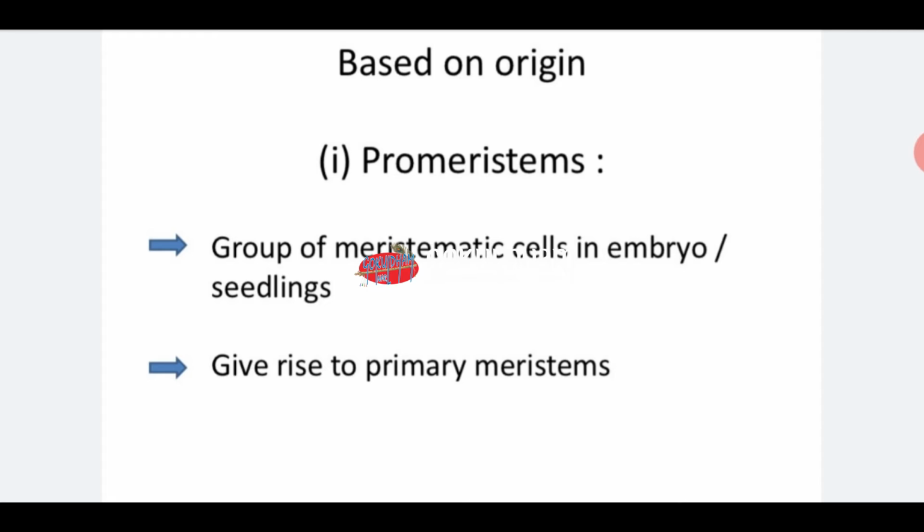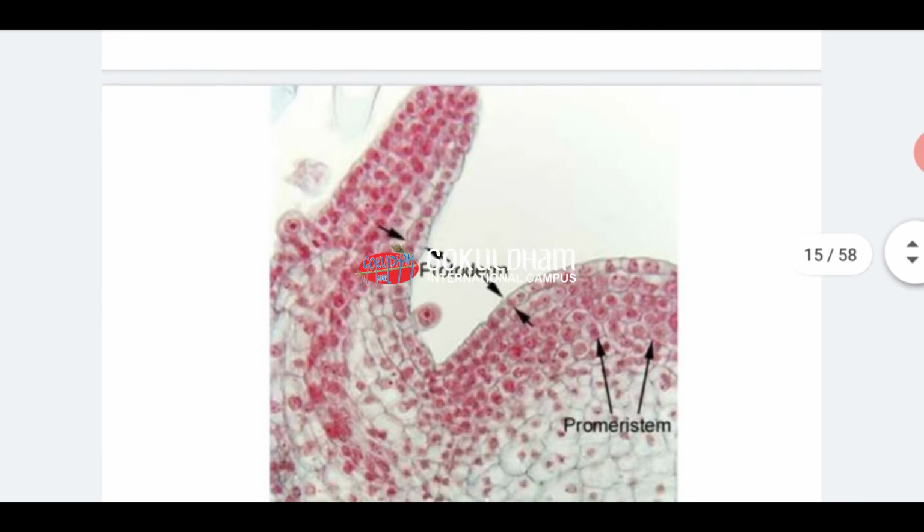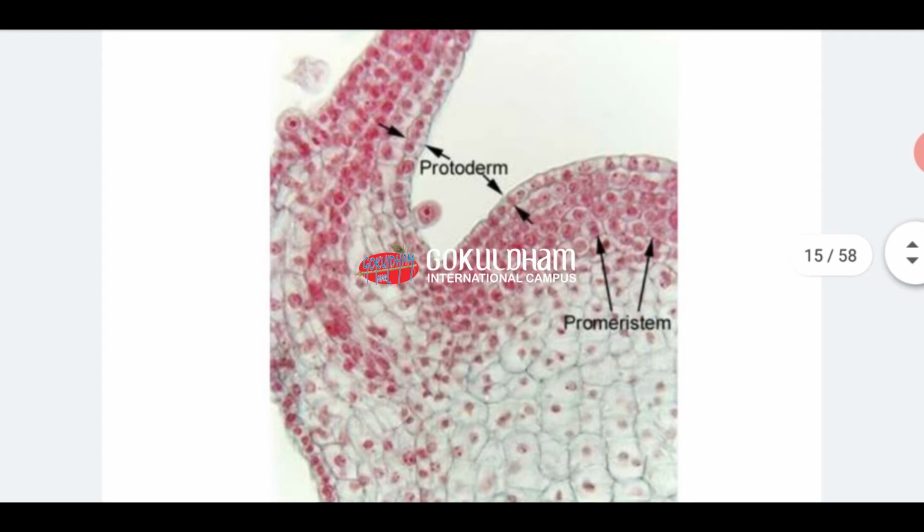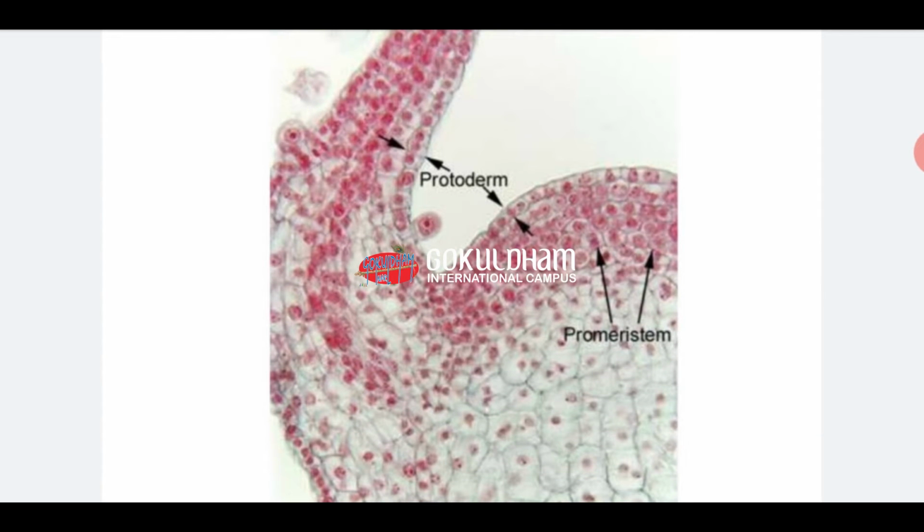Now again, these meristematic tissues are divided into further groups on the basis of their origin. Now the first one is the promeristem. A promeristem is a group of meristematic cells in an embryo or seedling which gives rise to the primary meristem. मीन्स जो प्रोमेरिस्टेम है वो ग्रुप ऑफ मेरिस्टेमेटिक सेल होते हैं जो कि इम्ब्रियो में होते हैं, जो कि प्राइमरी मेरिस्टेम को प्रोड्यूस करते हैं. This is the picture which shows the promeristem and protoderm.